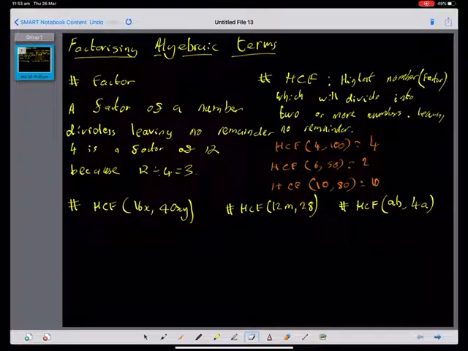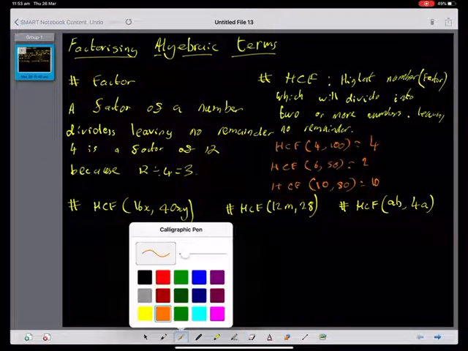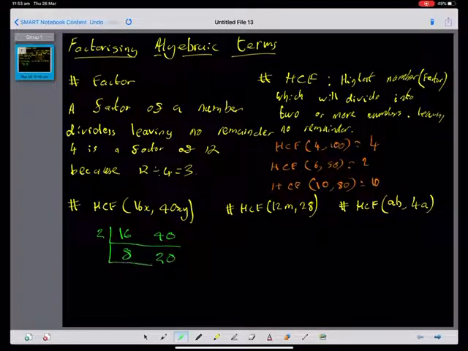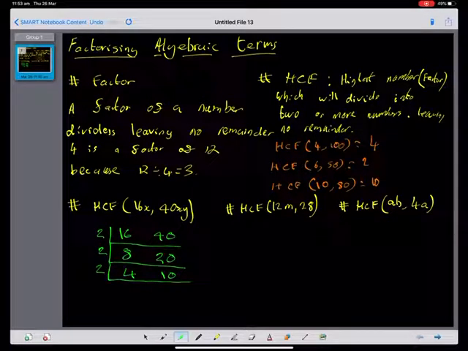So let's have a look at the highest common factor of 16x and 40xy. So we use this algorithm. Start off by dividing by 2, we get 8 and 20. Divide by 2 again, we get 4 and 10. Can divide by 2 again to get 2 and 5. We stop because the only number we can divide next is 1. So the highest common factor is here, which is 2 cubed, which is 8.